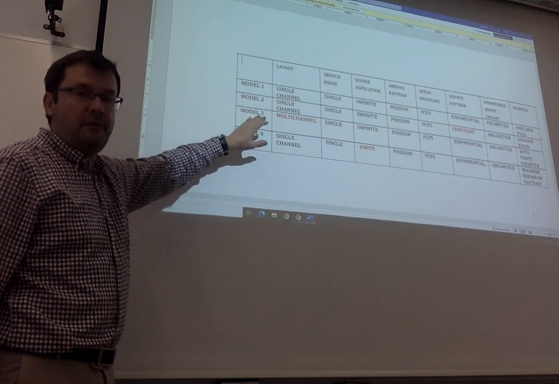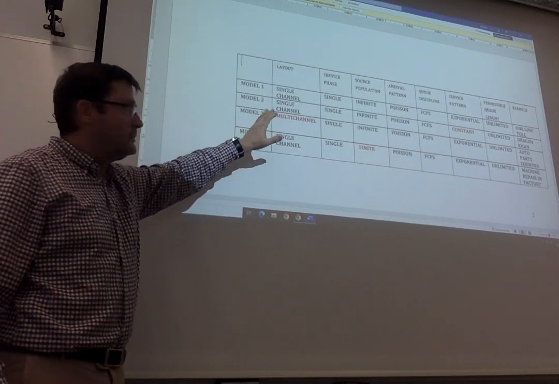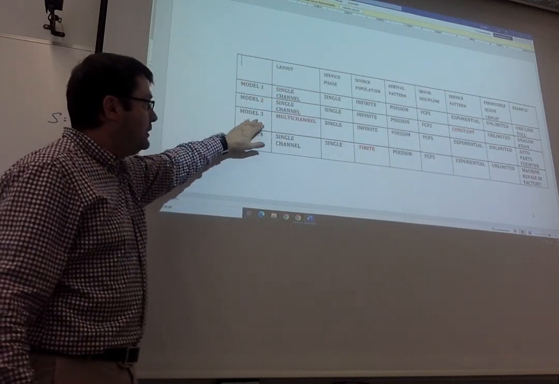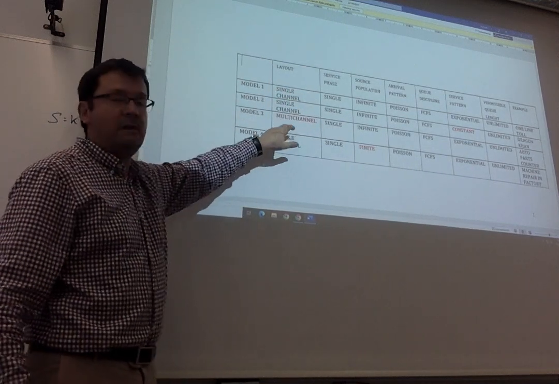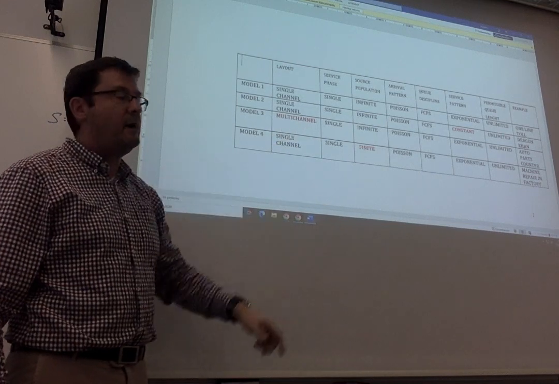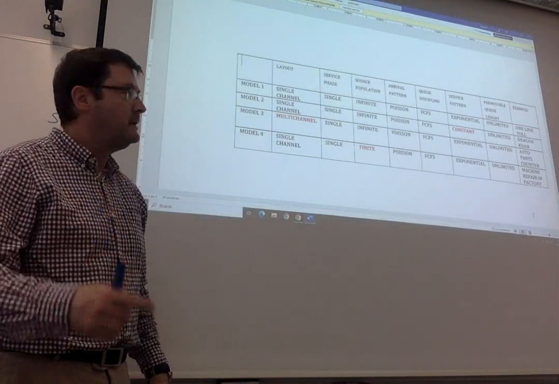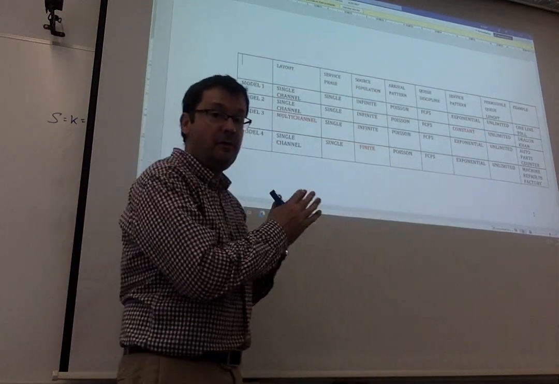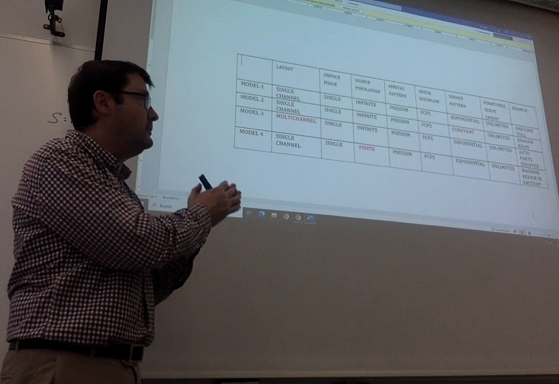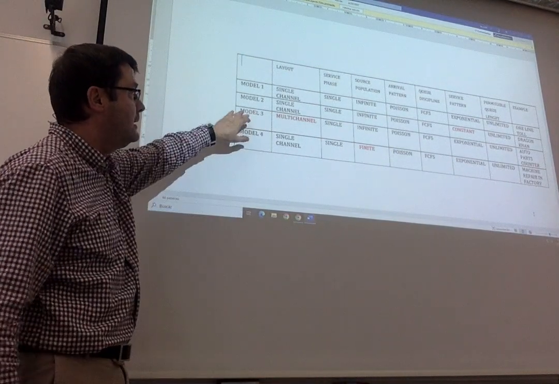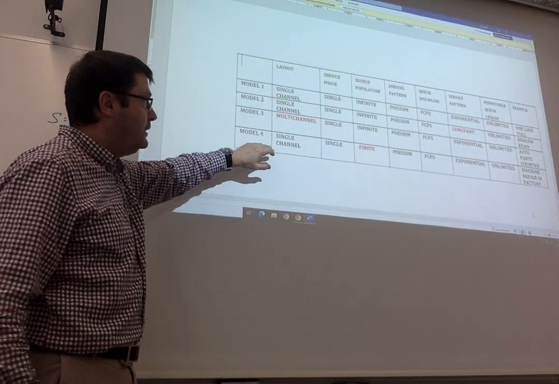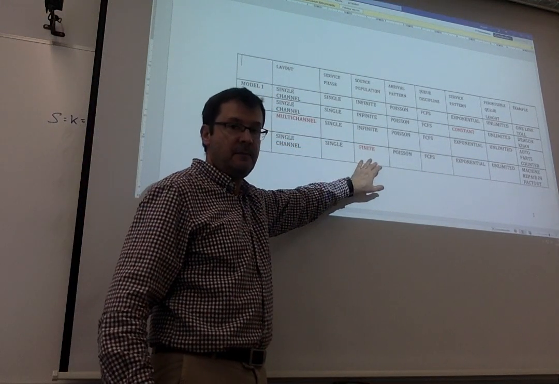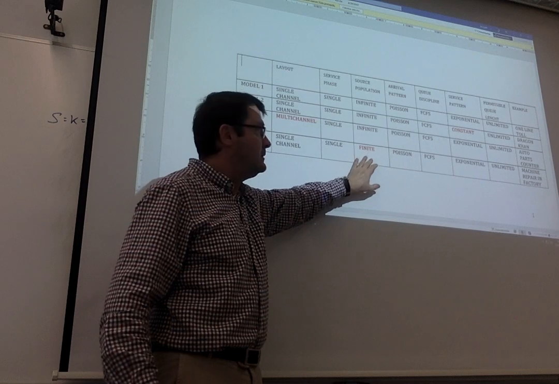Model 3, the only difference between model 3 and model 1, so we always compare to model 1, okay? The only difference between Model 3 and Model 1 is that Model 3 is multi-channel. So we have more than one server. And it's a human being, okay? Because this is the only difference with Model 1. In Model 1 we have a human being, so in Model 3 we have a human being as well. All right? And the only difference between Model 4 and Model 1 is that the population is finite. It's not infinite, it's finite.